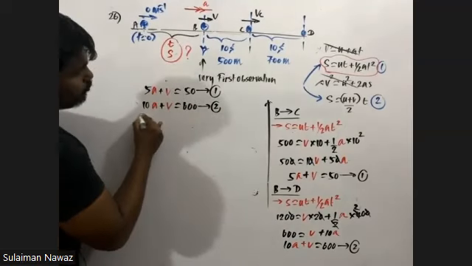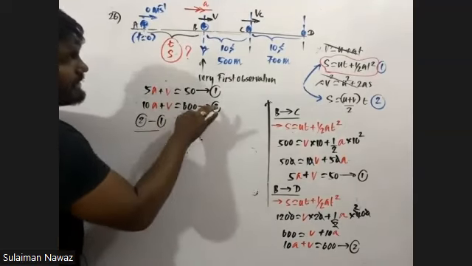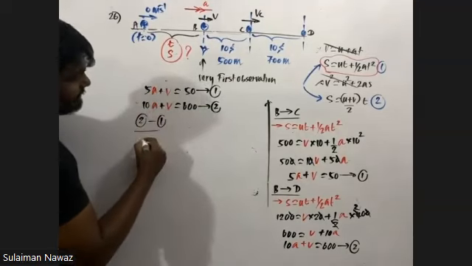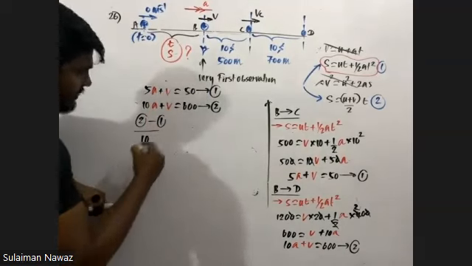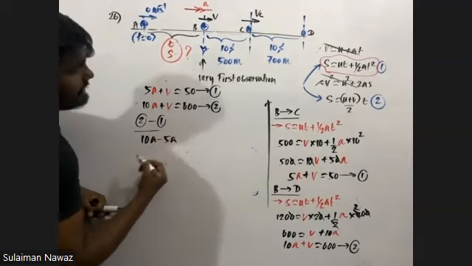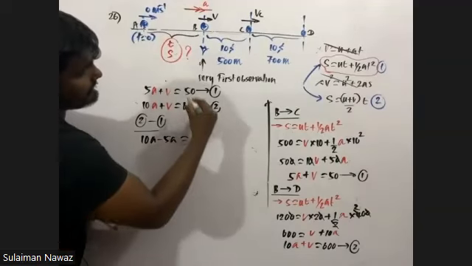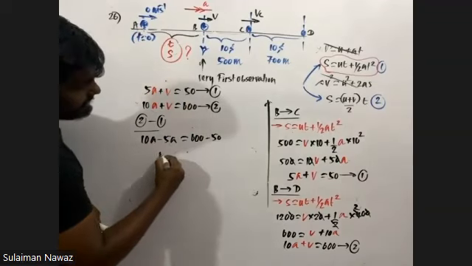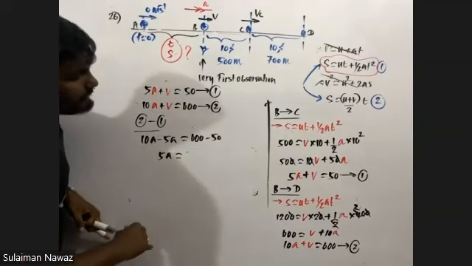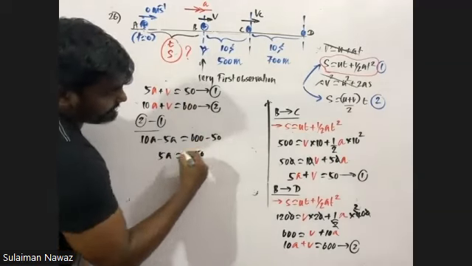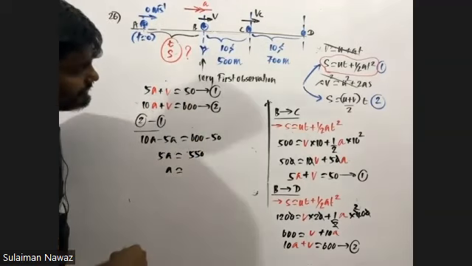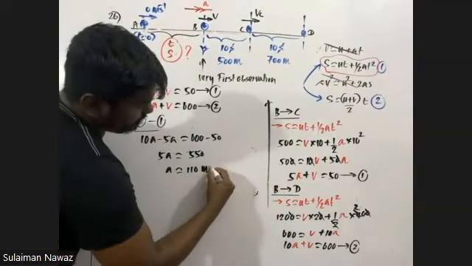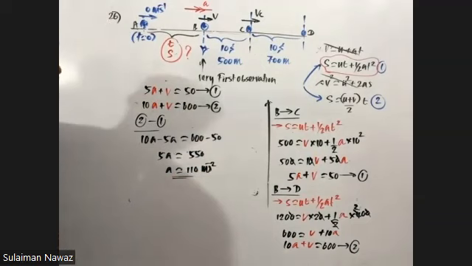If I subtract 2 minus 1, what will happen? V cancels out. 10A minus 5A, V cancels out. 600 minus 50, I'm getting how much? 5A equals what? 550. A means how much? 110. I got my A value.